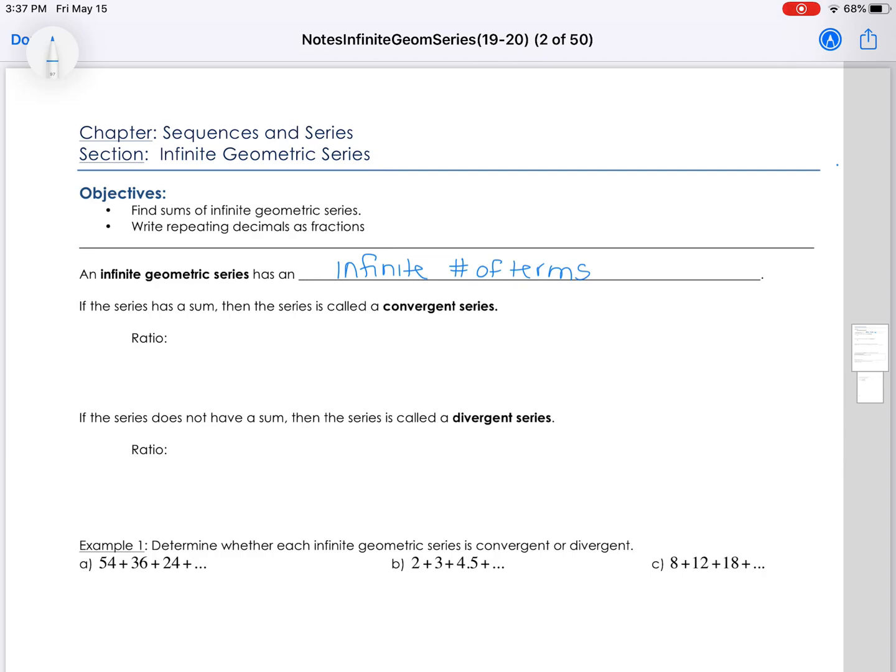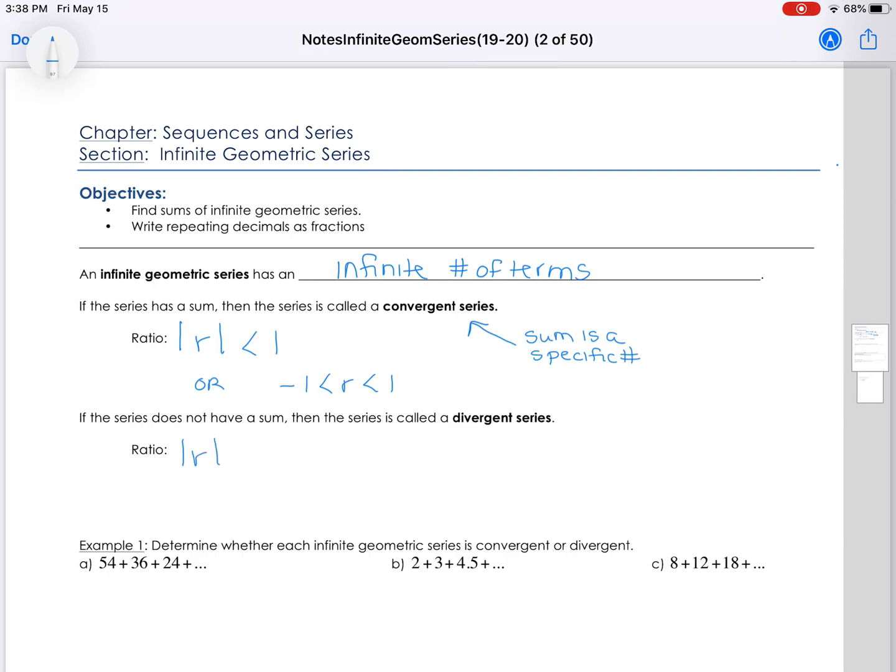If it's a convergent series, what you're going to find is that the ratio, that's our R value, has an absolute value less than 1. Think of it like a fraction, or another way of thinking about it is the value is going to be between -1 and +1. For a convergent series, that means the sum is a specific number, like 2 or 4 or whatever, negative.